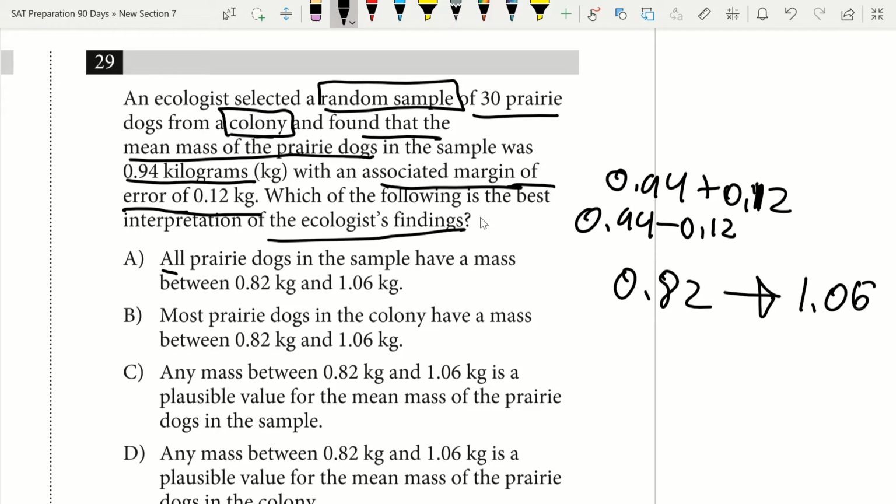Okay, now I can't apply it to all prairie dogs because it was from one single colony. Okay, so I can't say A is correct. Also, it says all prairie dogs in the sample have a mass between that.